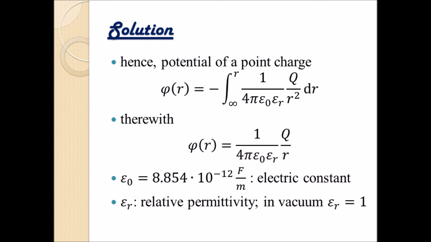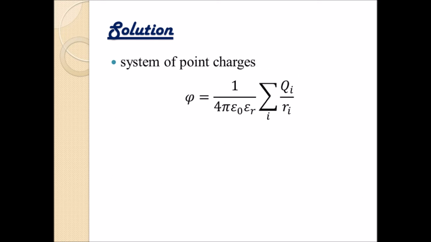But does it already help us? We were looking for a system of point charges. To be more precise, we had 2 point charges. Well, in general, for every system of point charges, phi changes slightly. In this case, phi equals 1 over 4 pi epsilon 0, and yes, in general, epsilon r, multiplied with the sum over qi divided by ri. So we basically just sum up over these relations between q and r.